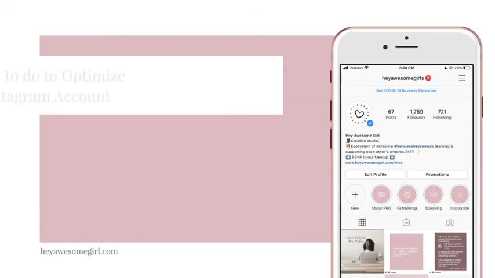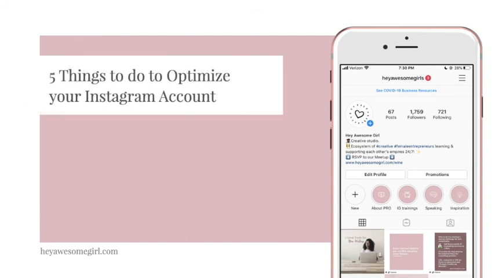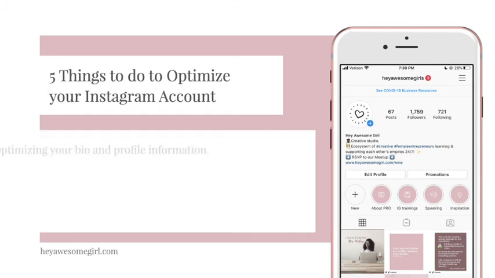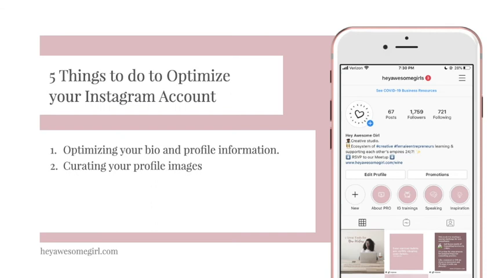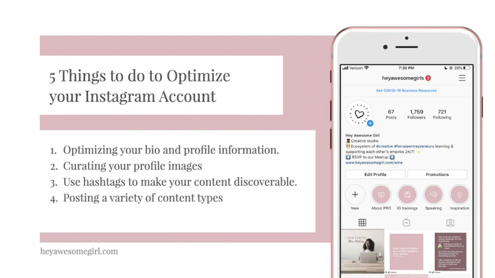And those are the 5 things you can do to optimize your Instagram account to get more clients, more customers, and more gigs. Again, those 5 things are optimizing your profile, curating your profile images, using hashtags to make your content more discoverable, posting a variety of content types, remember the brand, sell, engage content strategy, and checking your analytics and repeating what works.